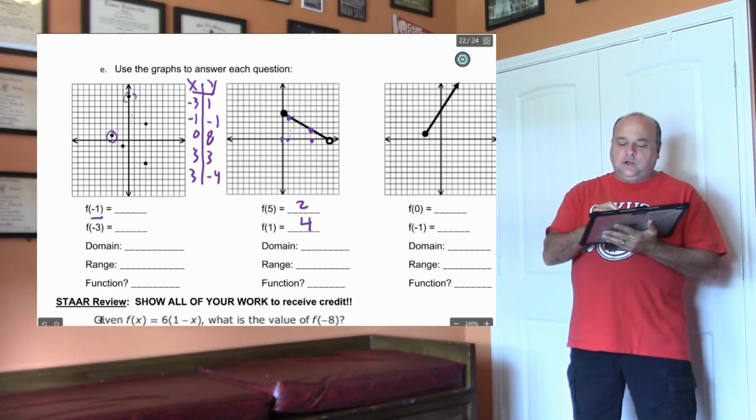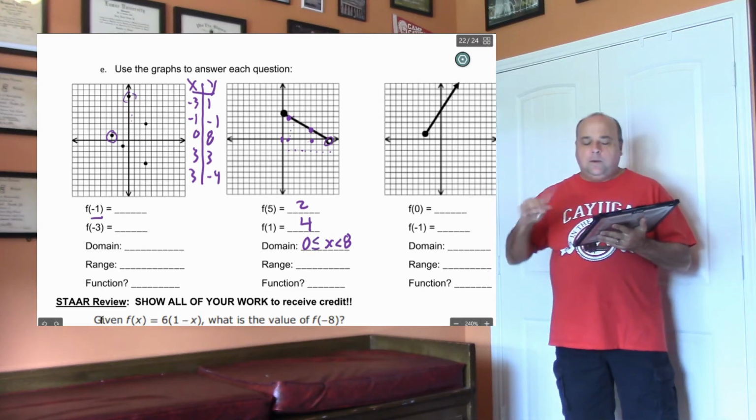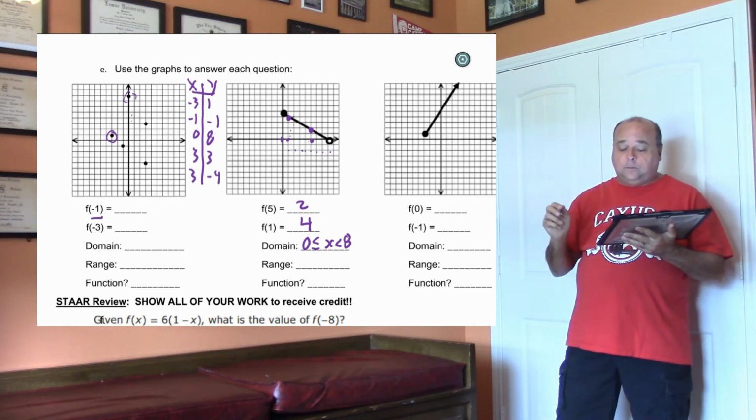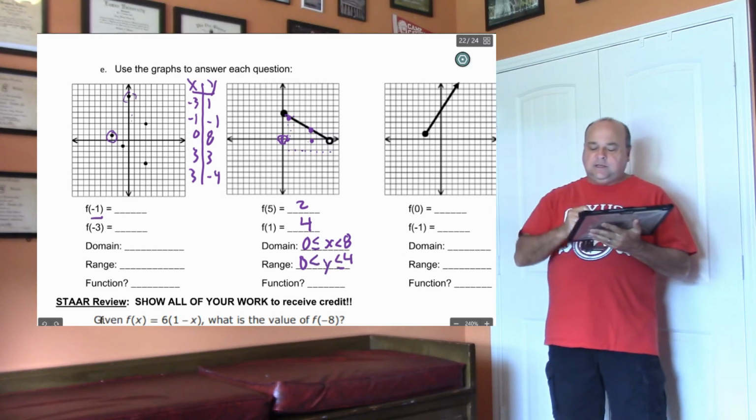My domain goes from 0 to the open dot, which would be 1, 2, 3, 4, 5, 6, 7, 8. So my domain goes from 0 to 8. It's x, and we're going to have a less than or equal and a less than, right? Remember, an open dot will give you a less than symbol, not a less than or equal. The range is going to go from the bottom to the top. So it's going to start at 0 and go to 1, 2, 3, 4. 0 to 4, I'm going to put a y, less than and less than or equal. And this is a function.